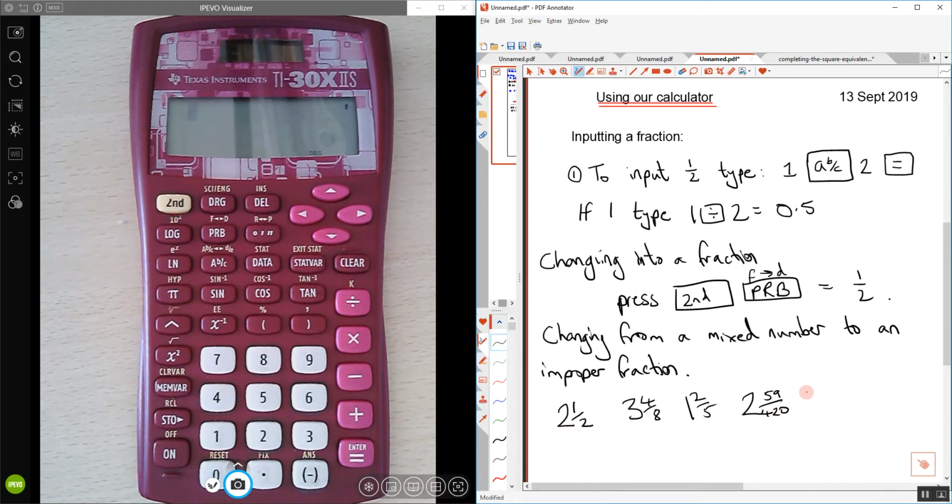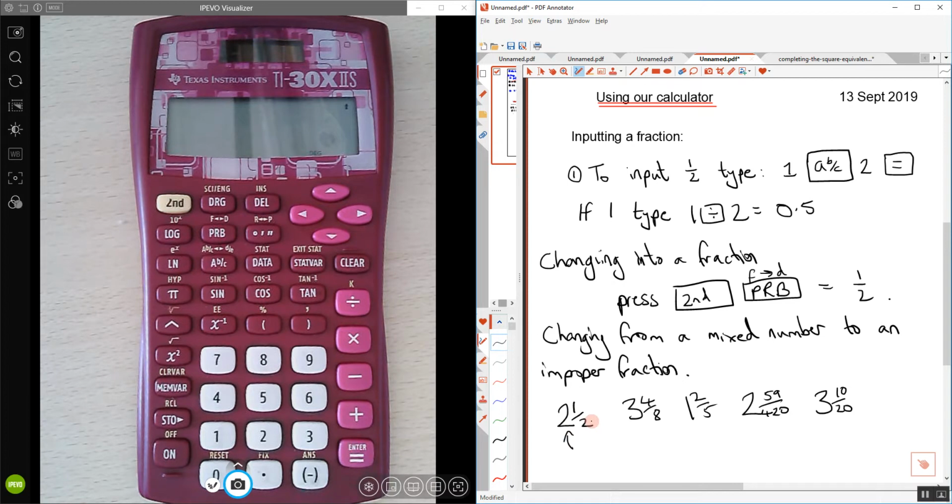All right, Oscar, give me another one. 3 and 10 over 20. All right, 3 and 10 over 20. Okay. What do we notice about mixed numbers? They have to have a whole number. Okay, they have to have a whole number.